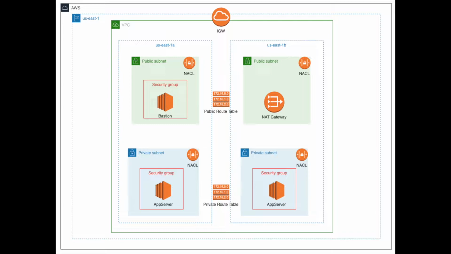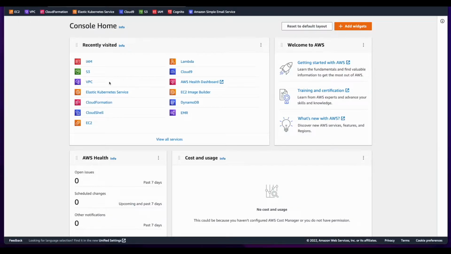And we'll put a NAT Gateway in the US East 1B public subnet, which will provide outbound access to the internet from the private subnets for updating and patching of the application servers. To get started, I've logged into the AWS Console, and I'll navigate to VPC.